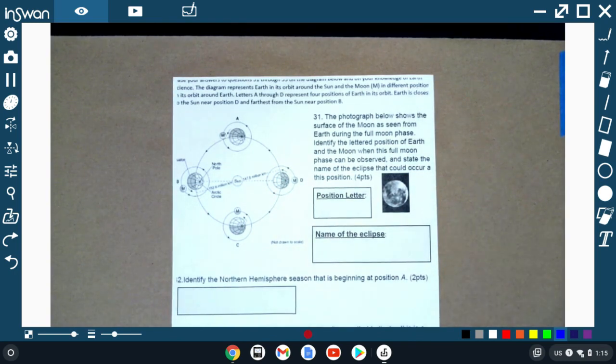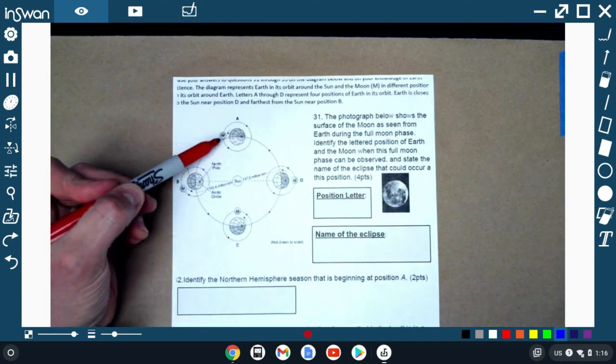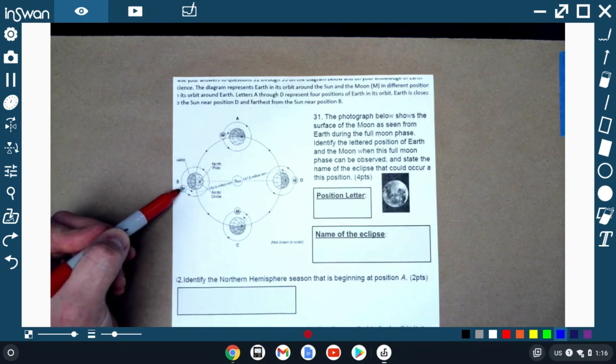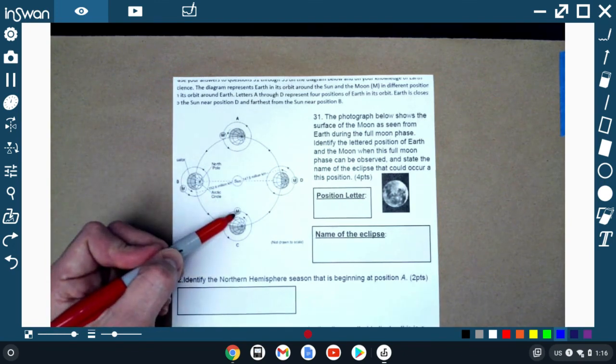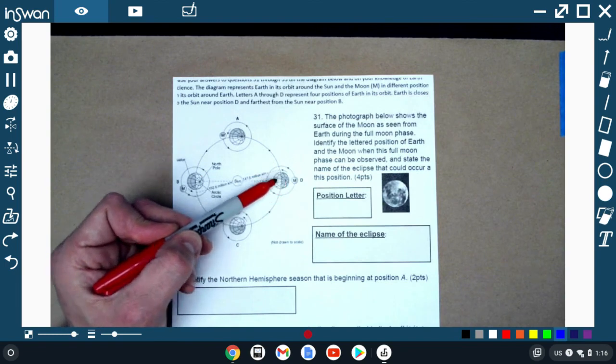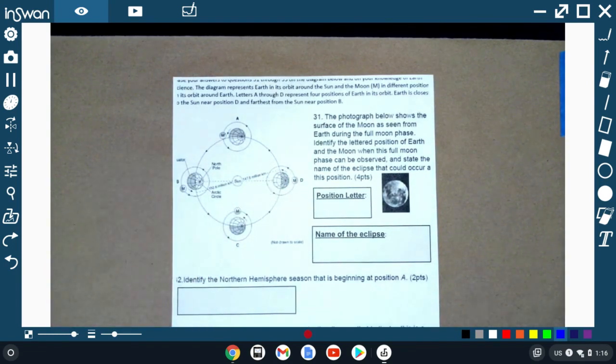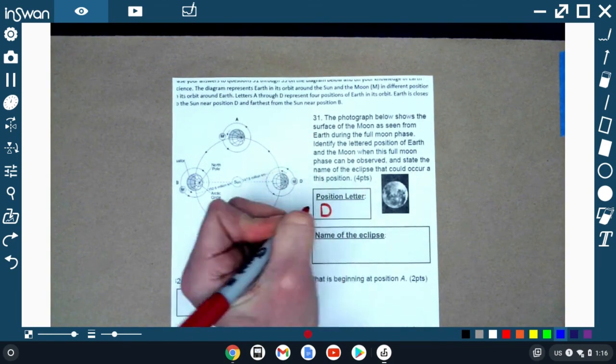What's the letter where we could see a full moon? Well, to have a full moon, you need to have the moon, the sun, and the Earth all lined up in a straight line and have the moon on the opposite side of the Earth, the whole side of it lit up that we can see. Now, if we start with A, we can only see a quarter of it on the front there. We can see a little bit more there, but that's still not a full moon. This would be a new moon. And if you are in position D here, the whole half that's lit up, you could see it from Earth at nighttime. So that's position letter D.